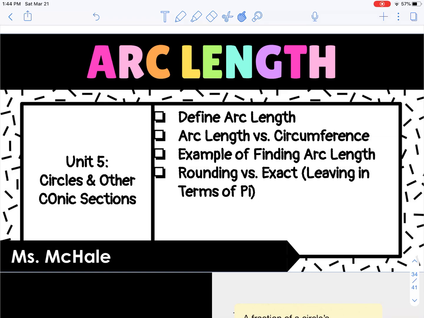This lesson is on arc length. The first thing I'm going to do is define arc length, actually tell you what it is, make the connection between circumference and arc length, model some examples of finding arc length, and then explain to you what the difference is between rounding and finding an exact length, meaning leaving it in terms of pi.